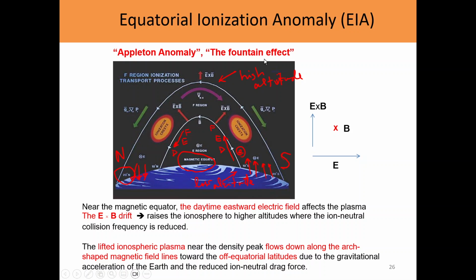Another term is called fountain effect, or another term is called Appleton anomaly. So basically what happens is, near the magnetic equator, around here, the daytime eastward electric field will cause some type of upward drift.